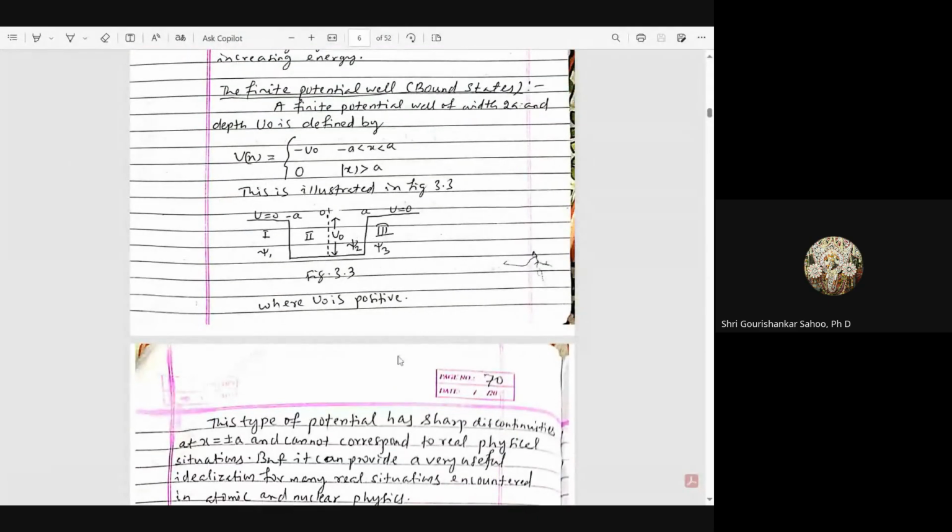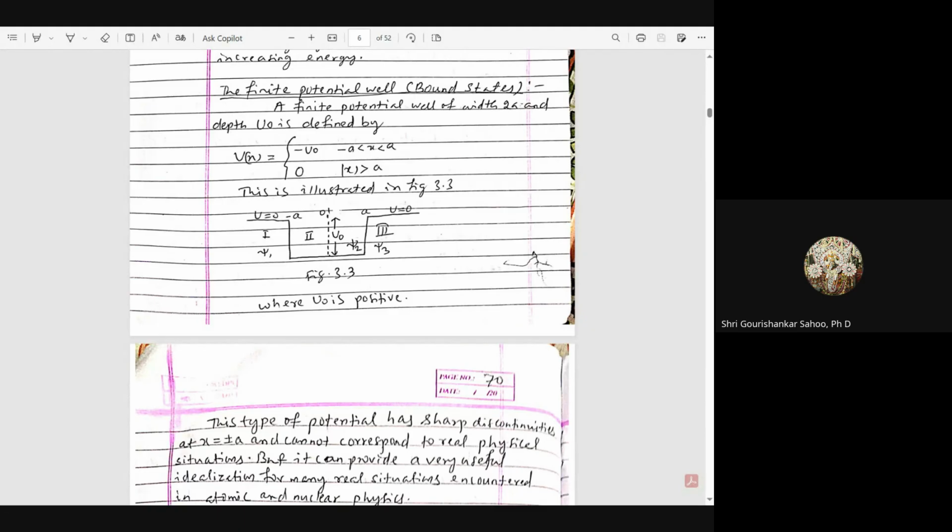Let us have a specific example: a finite potential well with a bound state. Here you can refer to the figure. U is 0 when modulus of x is greater than a, and it is minus U0 when minus a is smaller than x is smaller than a, and U0 you take as positive.